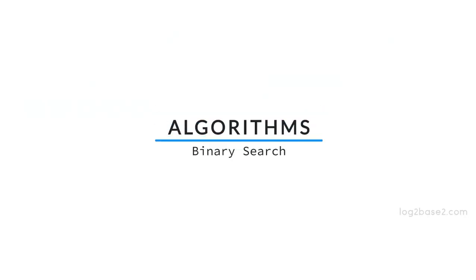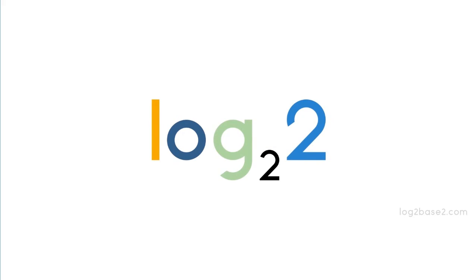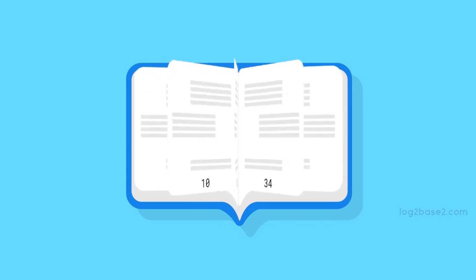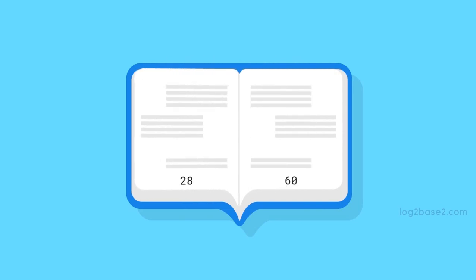Hello friends, in this video, let us discuss the binary search algorithm. In the previous video, we learned about the linear search algorithm. It was like a book with unordered pages. To get any particular page number, we had to check each and every page from the beginning to the end till we find it.